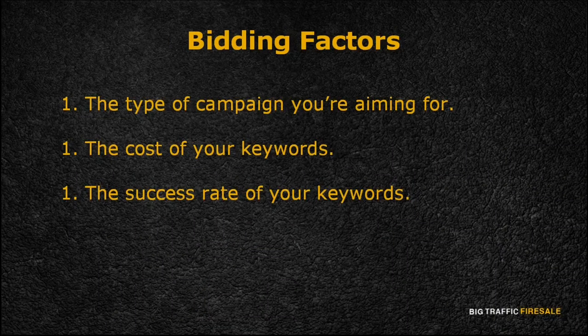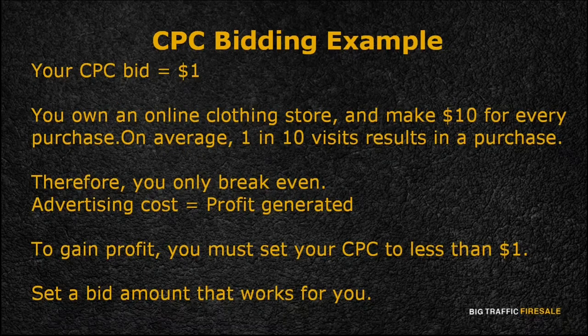There is no fixed rule for the bid amount that you should be paying. Different people will have different bidding prices, and at the end of the day, it is dependent on these three important factors, which are the type of campaign you're aiming for, the cost of your keywords, the success rate of your keywords. For example, let's say you've set your CPC bid to $1. You own an online clothing line shop and you make $10 from every purchase, and on average 1 in 10 visits results in a purchase.